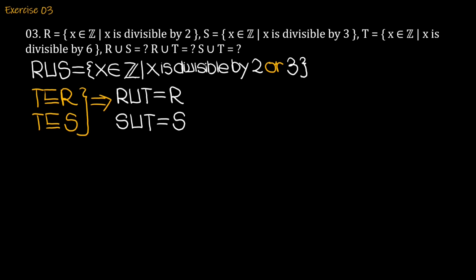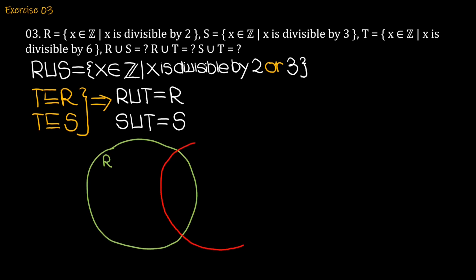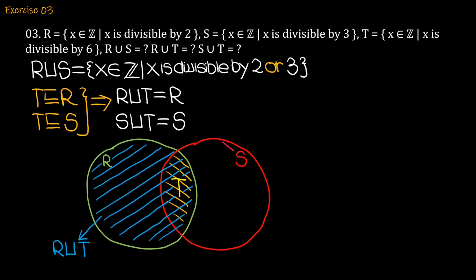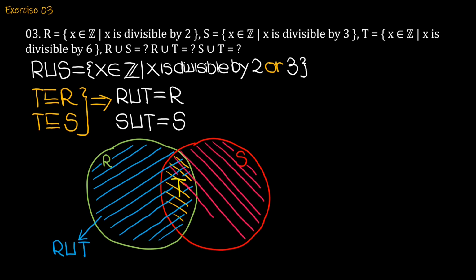Now let's show the relation of these three sets in a Venn diagram. From this problem and the problem in the earlier exercise we have known T as the intersection of R and S. So we could draw two circles representing R and S, then their intersection area is set T. We could see directly from the diagram that R union T equals R. And S union T equals S.